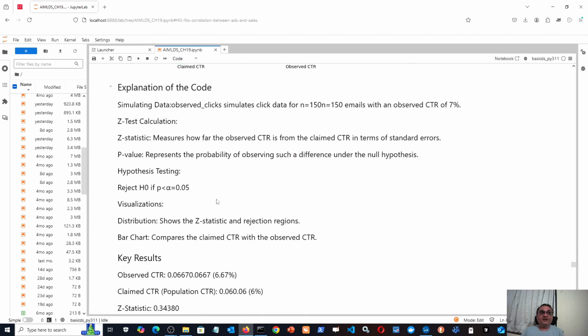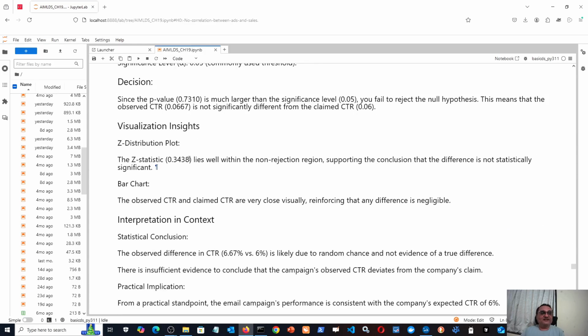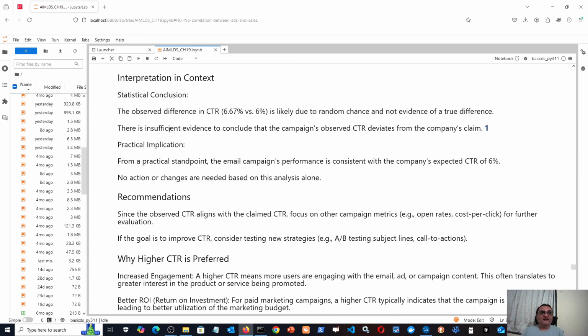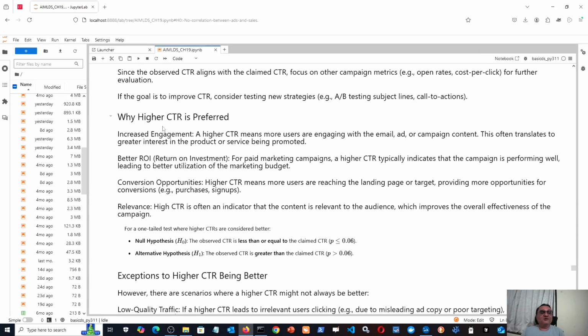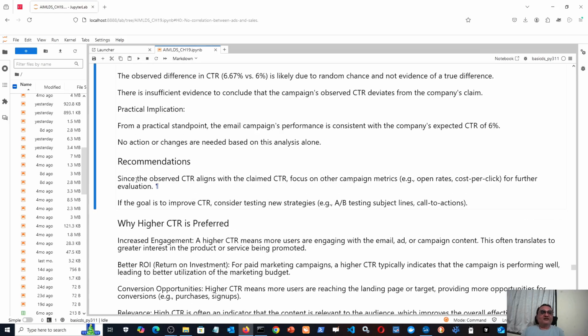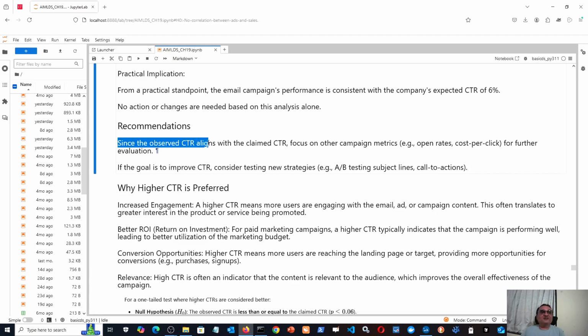Now this is the explanation of code, so that is fine. This is the explanation of visualization, that is also fine. Now that one part which I want to discuss is this part, right? What is the recommendation in this case? Observed click-through rate aligns with the claimed click-through rate. So you can focus on other marketing metrics also for more evaluation. At least you can see that company is correct as far as click-through rate is concerned.